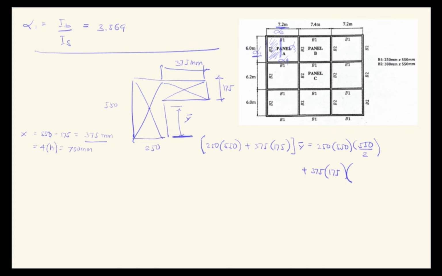So that would be 550 minus 175, which is 375, plus 1/2 of 175. Y bar is then equal to 335.577. Say store it in memory F.